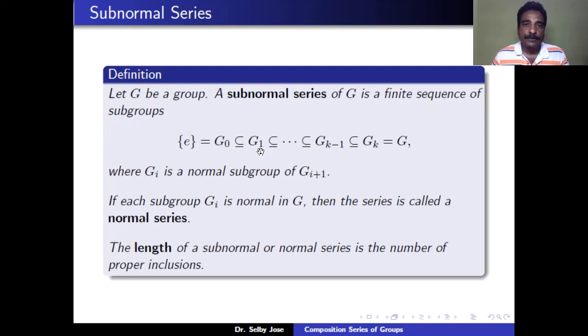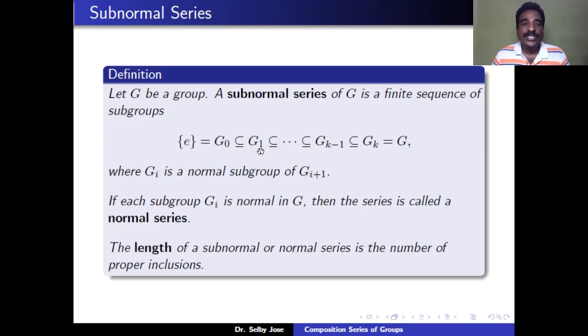This sequence of subgroups is said to be a subnormal series if each Gi is a normal subgroup of Gi+1. That means G0 is a normal subgroup of G1, G1 is a normal subgroup of G2, G2 is a normal subgroup of G3, and so on. Gk-1 is a normal subgroup of Gk, which is the same as G. If we have a finite sequence of this type, then we say that series is a subnormal series.